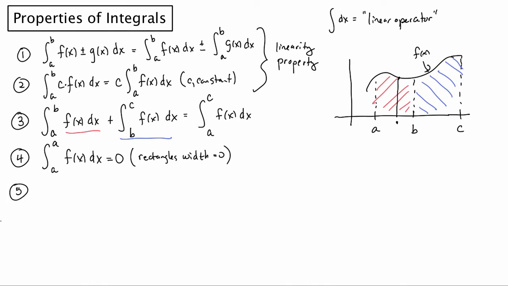All right, property number 5. The integral from a to b of f of x, which is the area under the curve from a to b, is equal to the negative of the integral if I try to reverse the limits. These are called the limits of integration, and going from a to b is not the same as going from b to a, because I get the negative of the area.